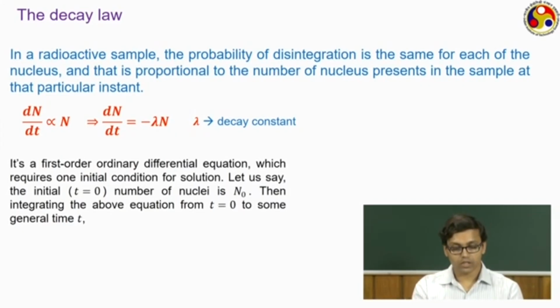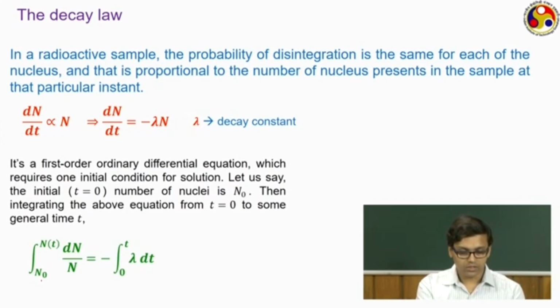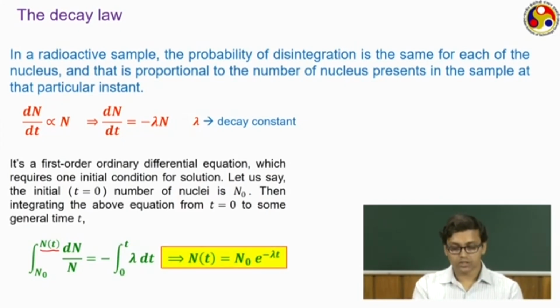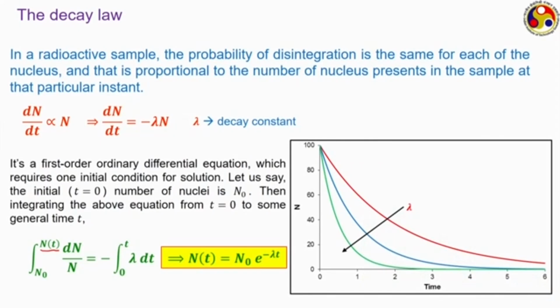Therefore, if we integrate this equation from time t equal to 0 to some general time t, then we have this: at time t equal to 0 the number of nuclei is N naught, and N(t) represents the number of nuclei at a general time t. After performing this integration, this is what we have: N(t) is equal to N naught times e to the power minus lambda t, that is, it follows an exponential form. On the graph, it is just a representative graph: if we start with 100 nuclei at some instant, then with time it reduces exponentially depending upon the value of lambda. Of course, the slope of the curve will depend upon the value of lambda.